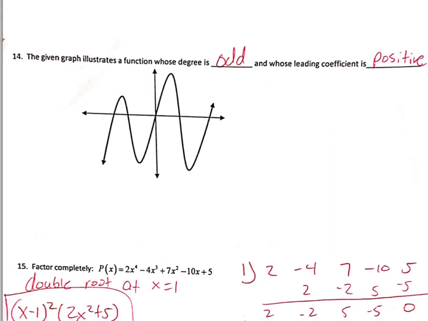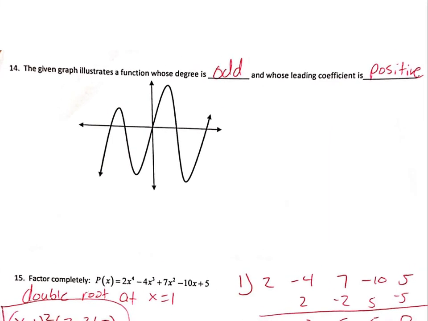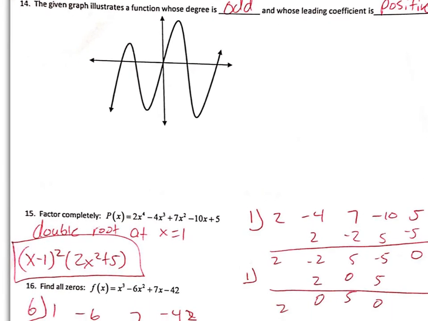Looking at that graph, it starts down, ends up. So it starts and ends in different directions, making it an odd degree. And it is a positive leading coefficient because it starts down and it ends up.